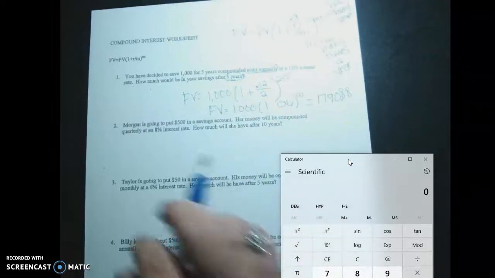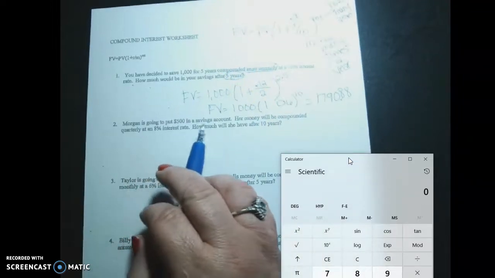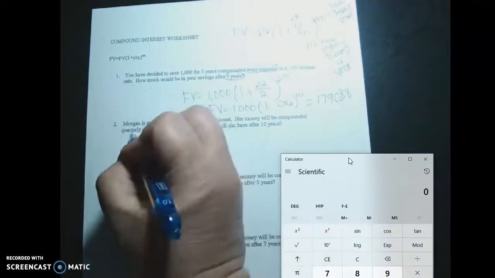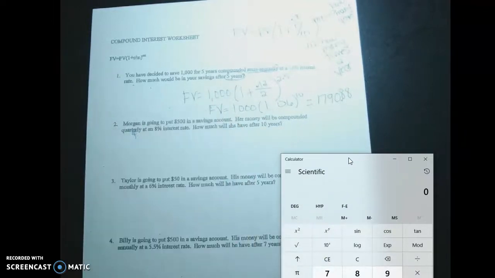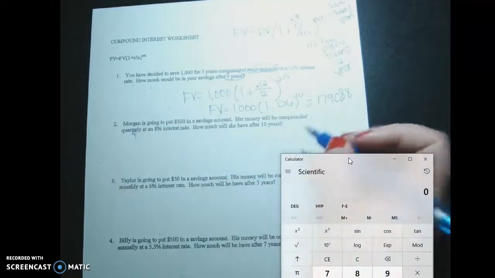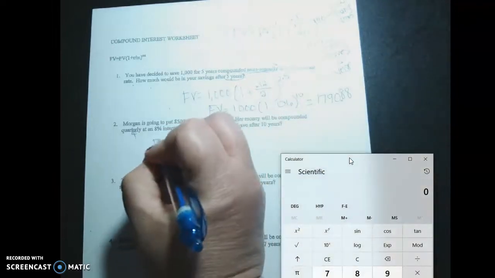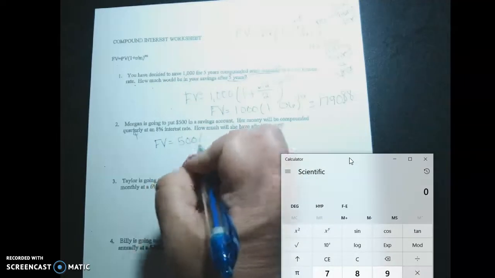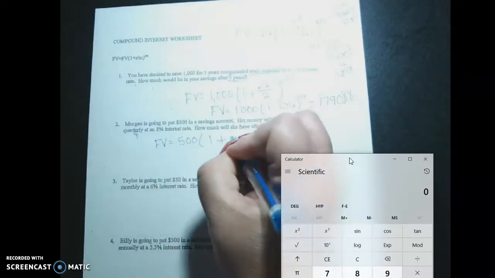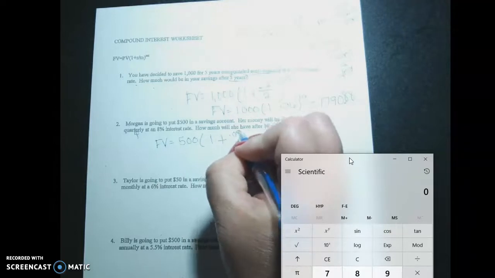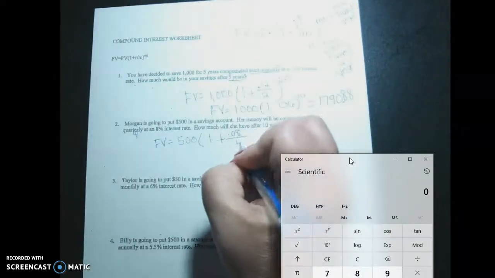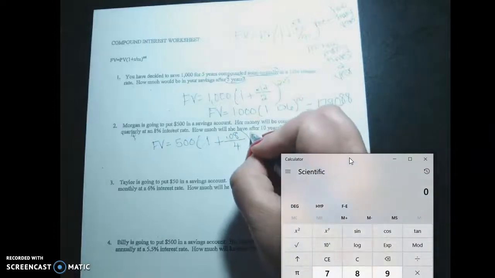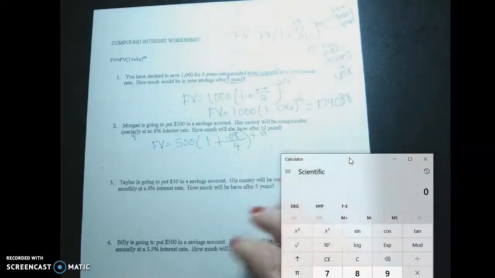All right. Morgan is going to put $500 in a savings account. Her money will be compounded quarterly, 4 times a year, at 8% interest. How much will she have in 10 years? The future value is what I'm looking for. Her present value is 500. 1 plus the rate, which is 0.08, over 4 because it's compounded 4 times a year. Okay, so 4, and it's for 10 years, to the 40th.